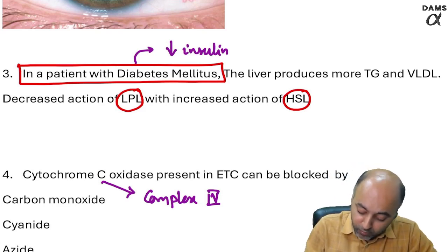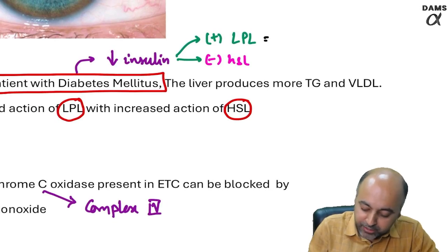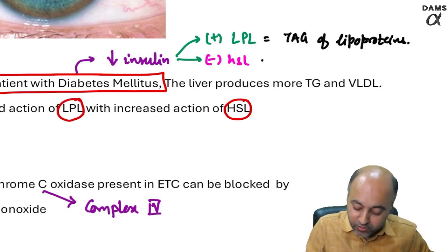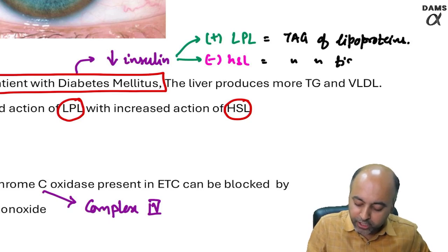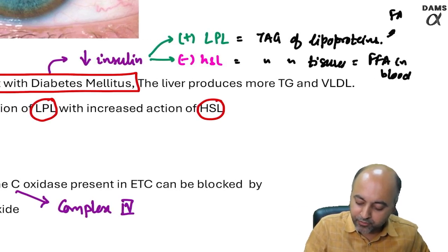Now, about insulin, what you have to remember: insulin normally activates the lipoprotein lipase and it inhibits the hormone sensitive lipase. The lipoprotein lipase is acting on the triacylglycerol of lipoproteins, so in this way the tissues are getting the triacylglycerol. The hormone sensitive lipase is acting on triacylglycerol of the tissues. So what is happening here? In this case the free fatty acid is going in the blood, whereas in the other case the free fatty acid is going in the tissues.